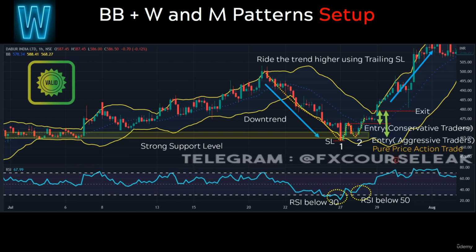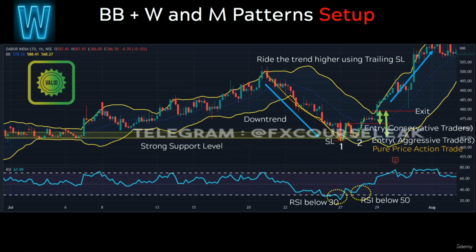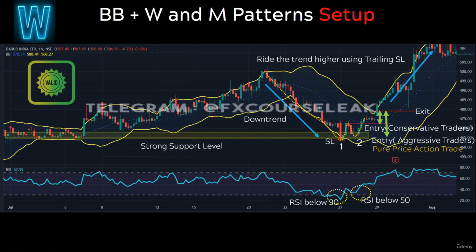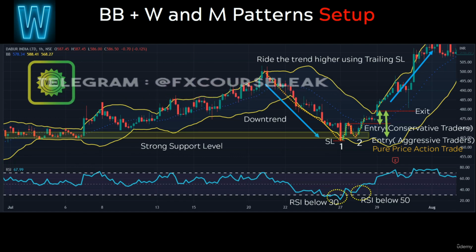As you can see in this chart, had you trailed your stop loss instead of taking only the upper band as your target, then you could have even ridden the trend higher.